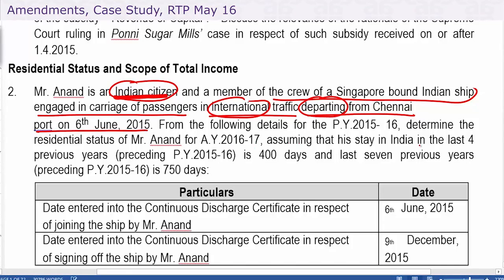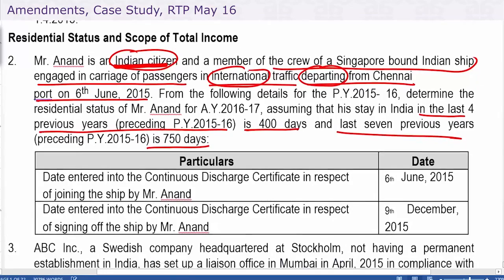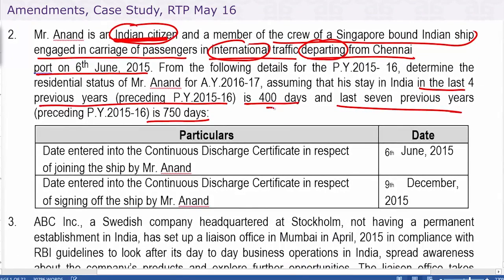From the following details, determine the residential status of Anand, assuming that his stay in India in the last 4 years is 400 days and last 7 years is 750 days. So if you notice, what he is trying to tell you is that in the last 4 years it is more than 365, in the last 7 years it is more than 730. But remember, for this person the basic condition is only 182 days. So how do we calculate?